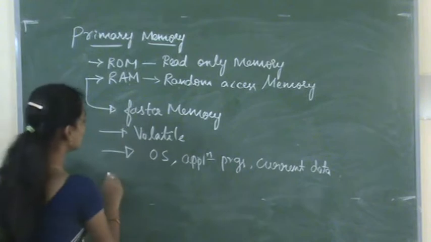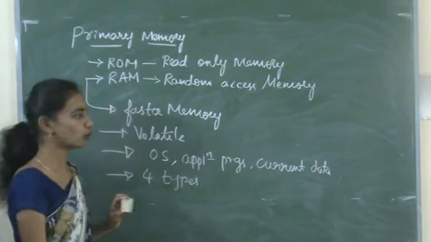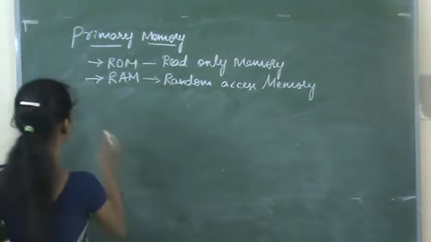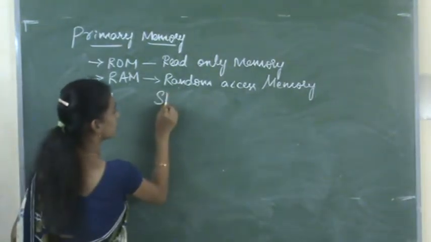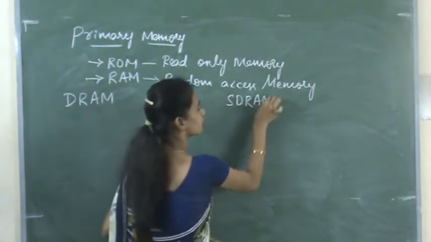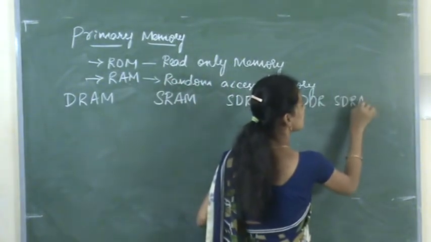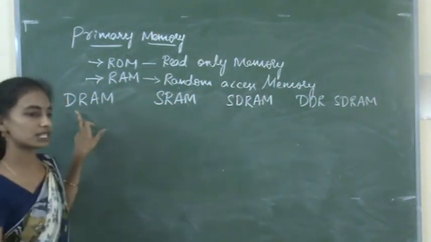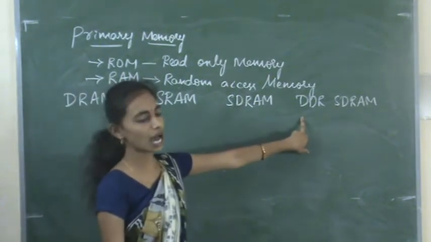In RAM we have 4 types. The first one is DRAM, next SRAM, next SDRAM, and the last one is DDR SDRAM. These are the 4 types of RAM.